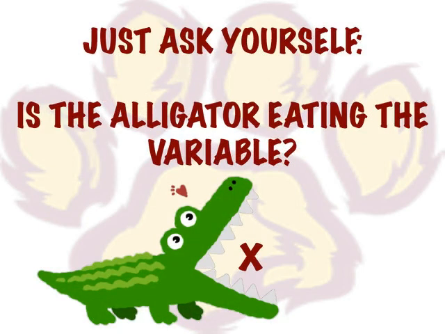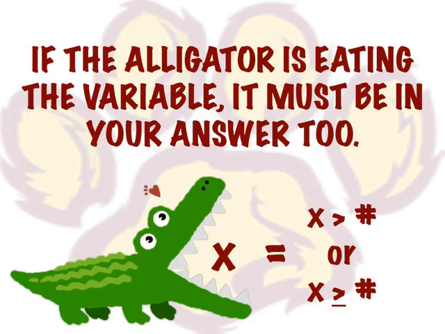You just need to ask yourself, is the alligator eating the variable? Meaning, is your inequality sign open towards the x or not? If the alligator is eating the variable, it must be in your answer too. So if the inequality sign is open towards the x after the first step, that means your answer is either going to have x is greater than some number or x is greater than or equal to some number.